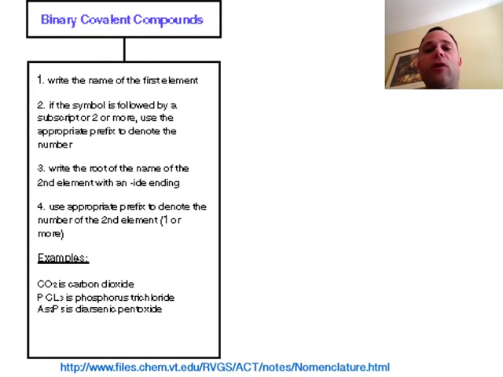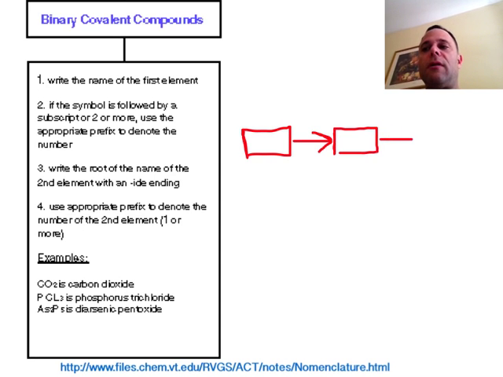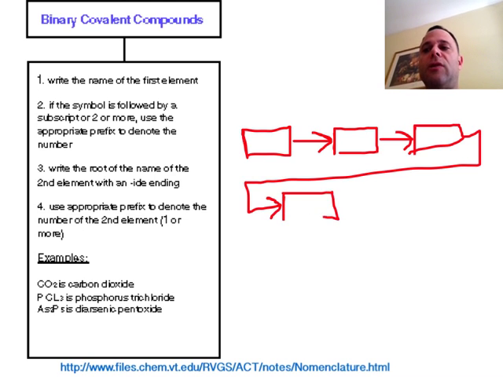Now I recommend strongly that you pause this video at this moment and write these rules down. In fact, consider writing them in as a flow map, which has the steps written in this fashion. Brain science suggests that it is easier to remember if you do that. So these rules are like this. You write the name of the first element down. If the symbol is followed by a subscript of two or more, not one, you use the appropriate prefix to denote the number. So you do not use mono, but you can use di, tri, and so forth.